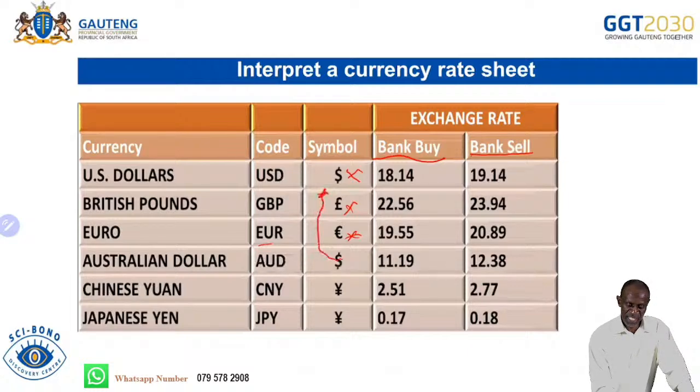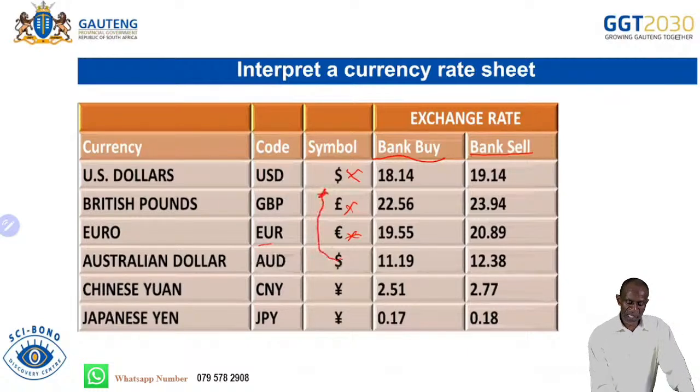So for Australian dollar, it's AUD. For US dollar, it's USD. That is the code, but the symbol is the same. I'm sure by now you can give the similarities and be in a position to give the differences between a US dollar and the Australian dollar.